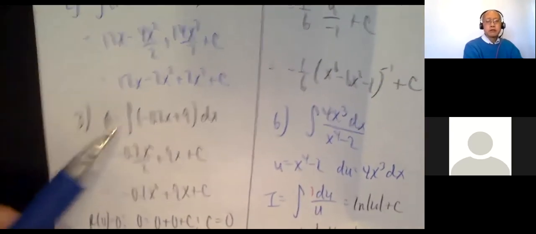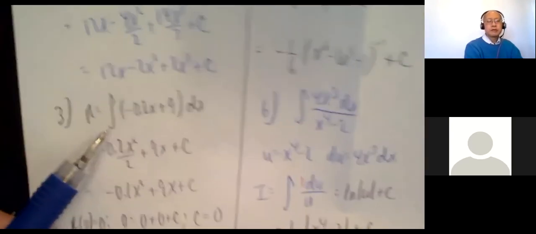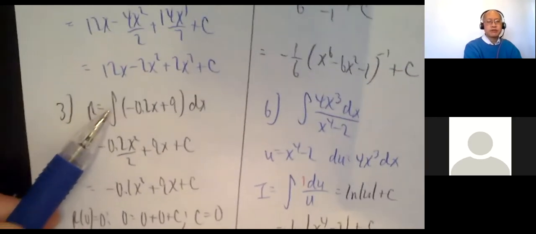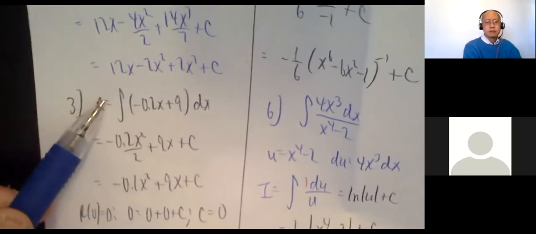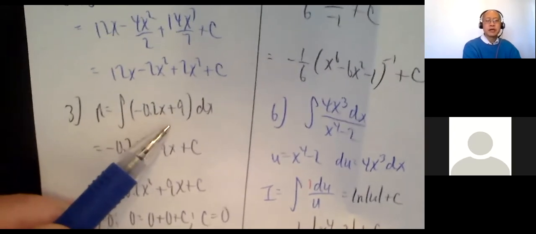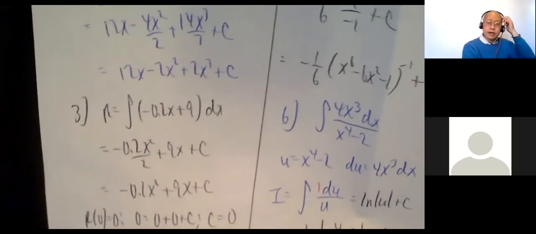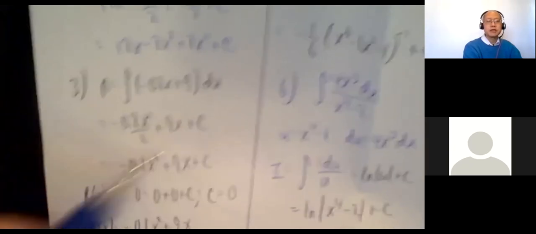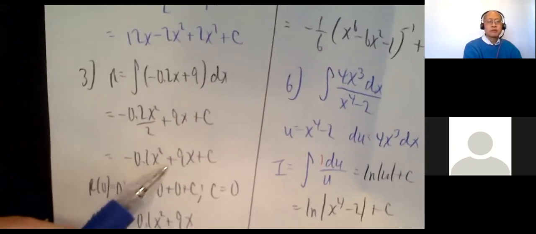Okay, 3, the revenue function. This one tripped up some people. I didn't take off too much for it, but the c is 0. So you integrate negative 0.2x plus 9 dx. That's negative 0.2x squared over 2 plus 9x plus c. Negative 0.1x squared plus 9x plus c.